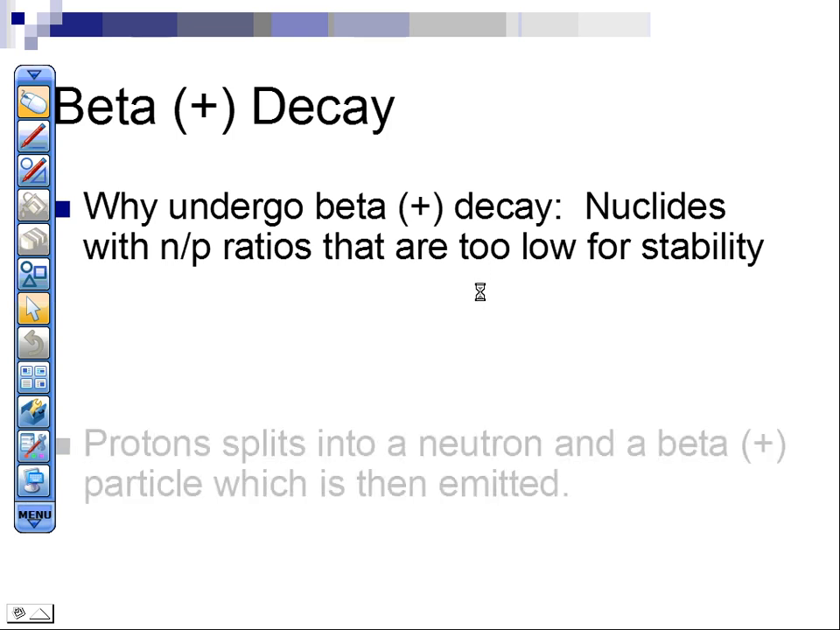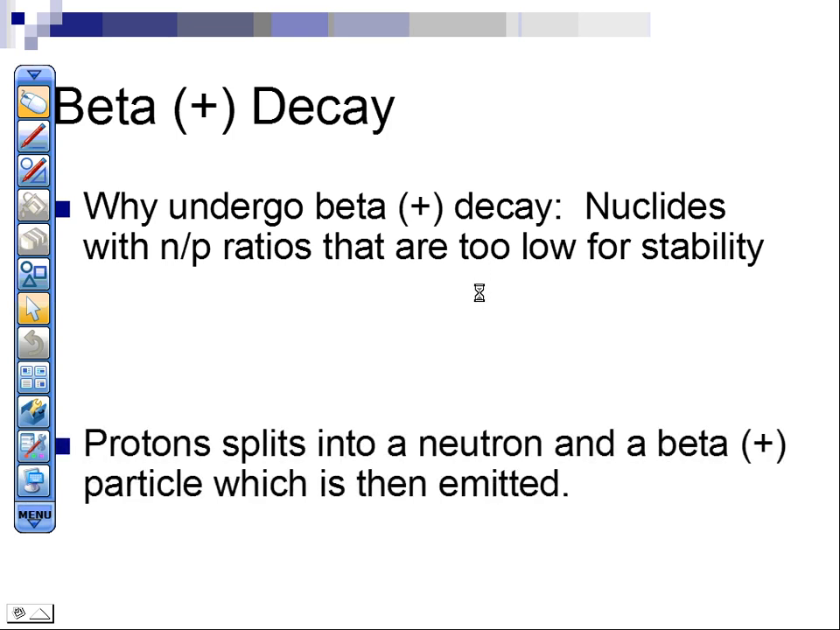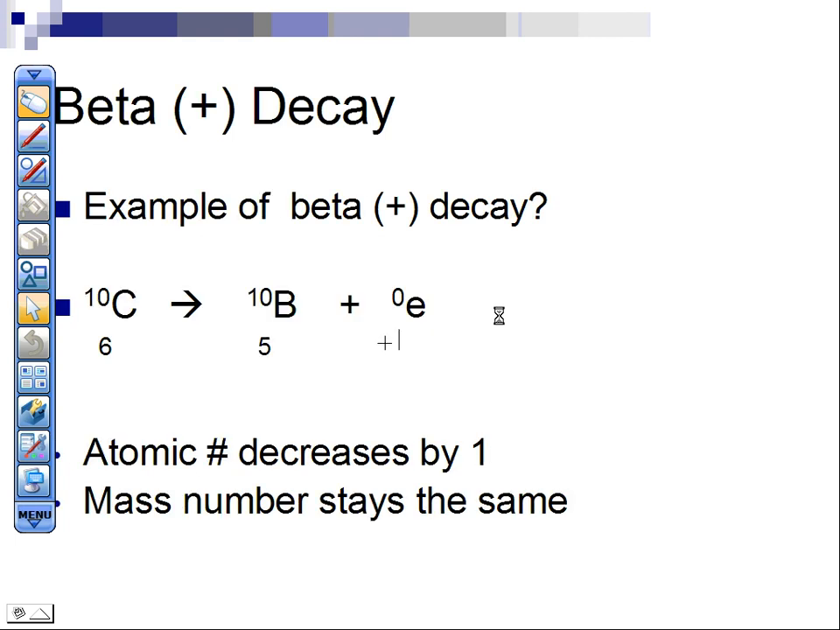And what the scientists think happens, and you do need to know this, is that because it has too many protons, one of the protons from the middle of the nucleus actually splits into a neutron, and this beta positive particle is shot out of the atom. So this time, instead of a neutron breaking down, it's a proton breaking down into a neutron and a beta positive particle. Again, you do need to know that for your quiz.